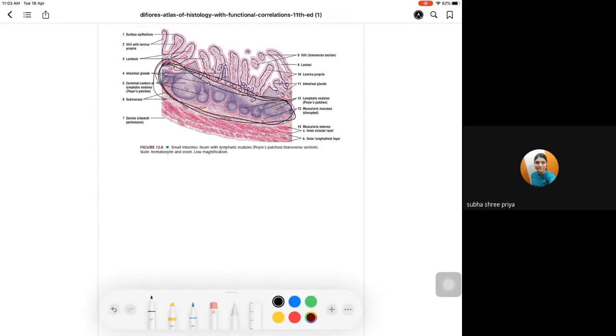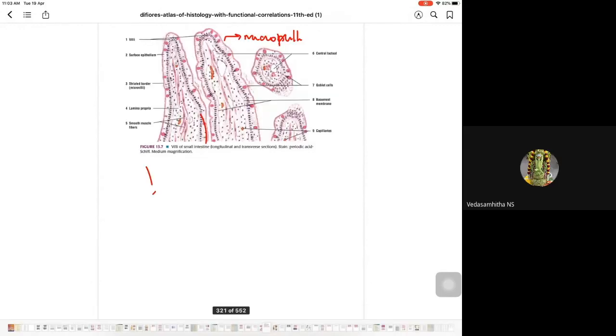You all know typhoid. Typhoid, Peyer's patches are affected. Villi of small intestine, longitudinal and transverse section, stain periodic acid-Schiff, medium magnification. Villi, surface epithelium, striated border microvilli, lamina propria, smooth muscle fibers, central lacteal, goblet cells, basement membrane, capillaries.